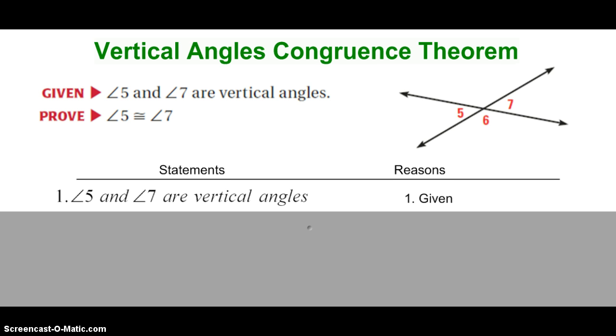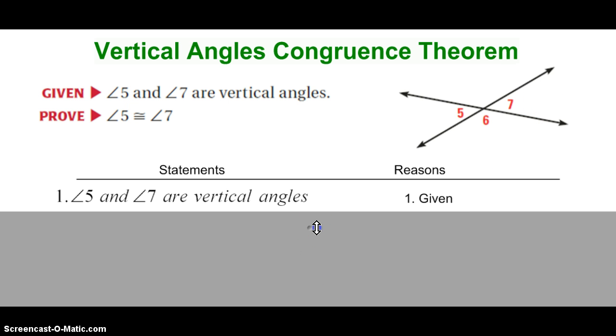Once we prove it, we know it's true for all cases, and then we could put it into our reasons bank. So the fact that they're vertical angles in the given does not lead us to additional information. You really need to look at the sketch now and see what's happening. They give us angle 5, angle 6, and angle 7. What we do know is that we can see that 5 and 6 are a linear pair, and 6 and 7 are a linear pair.